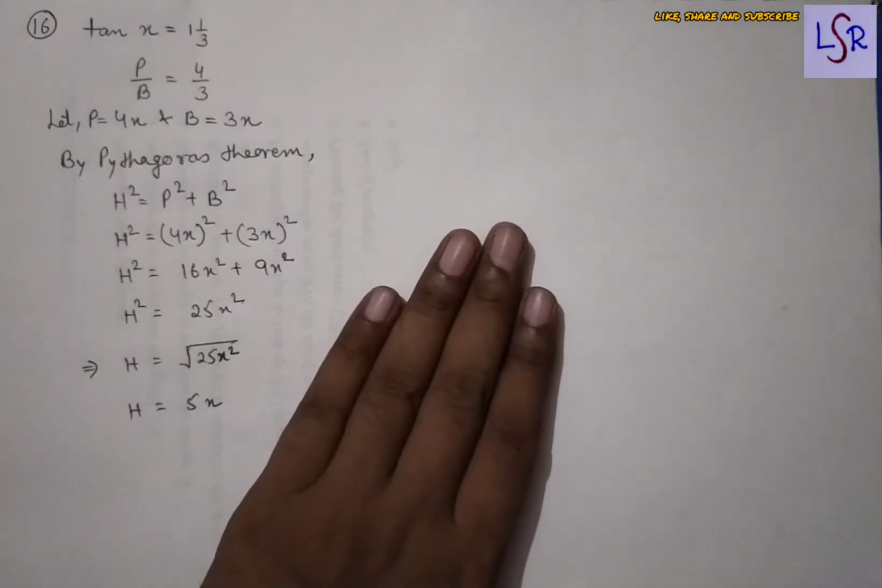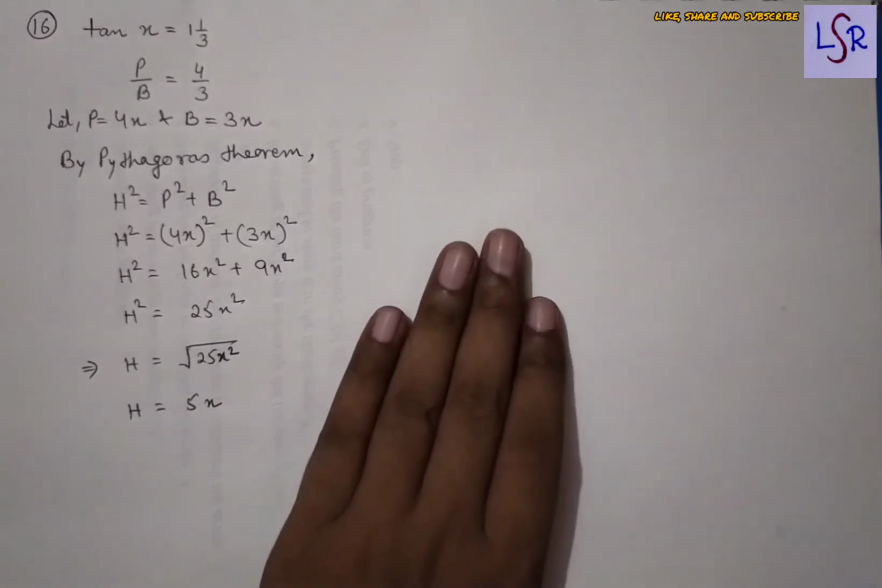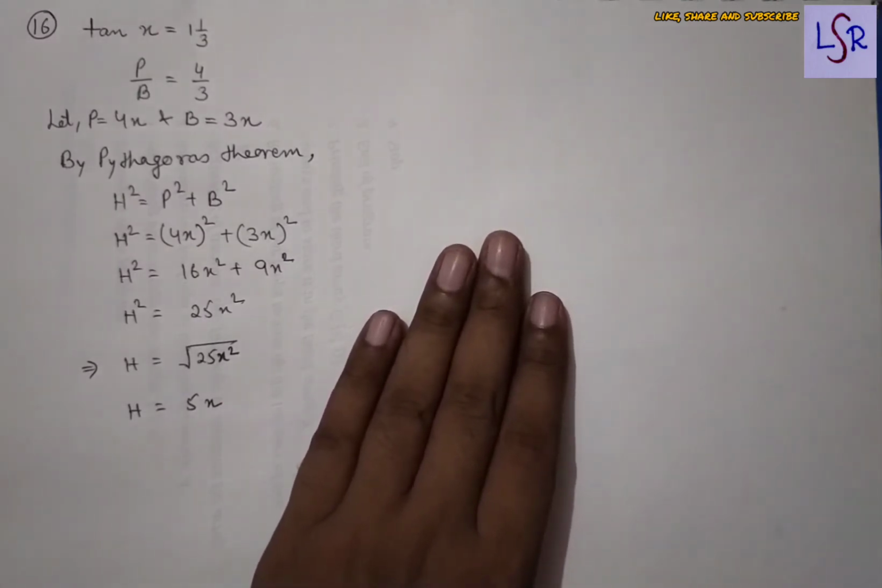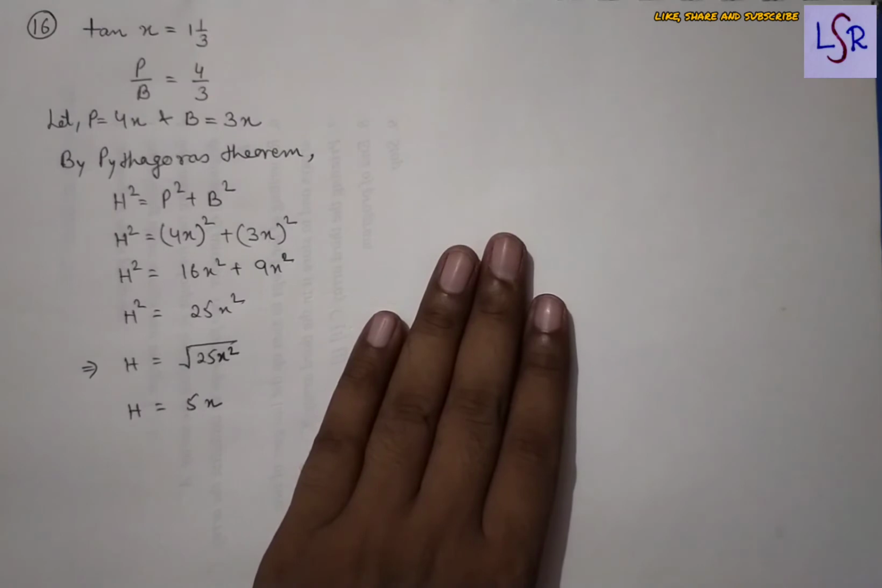Now let's see question number 16. Here we have tan x equals 1 whole 1 upon 3, whereby we get perpendicular upon base equals 4 by 3. Now we are going to suppose the perpendicular as 4x and base as 3x. After this, we can use the Pythagoras theorem to find the value of h. So by Pythagoras theorem, we have finally got h equals 5x. Then we'll go for the question which has been asked.